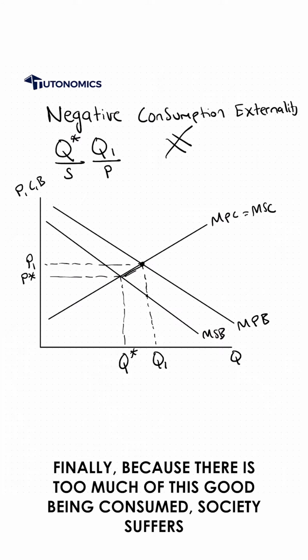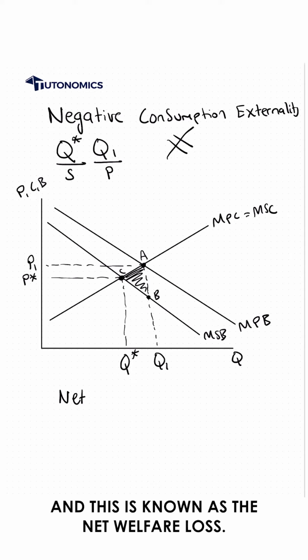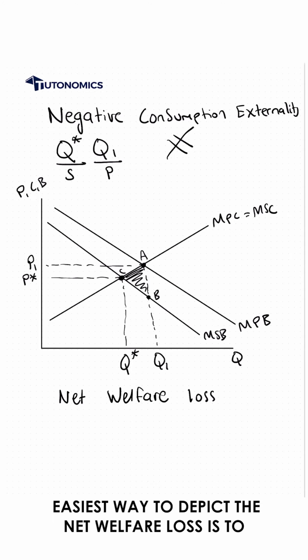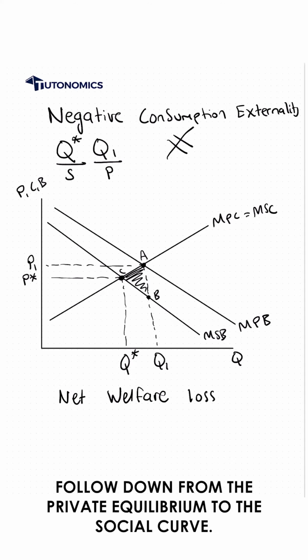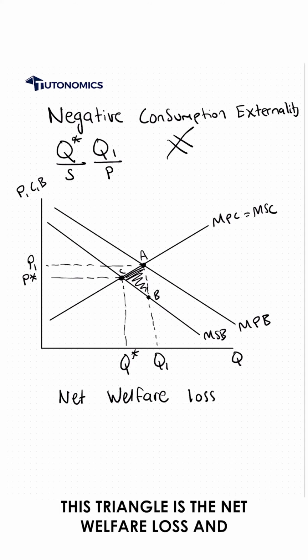Finally, because there is too much of this good being consumed, society suffers, and this is known as the net welfare loss. Easiest way to depict the net welfare loss is to follow down from the private equilibrium to the social curve. This triangle is the net welfare loss, and that's your negative consumption externality diagram.